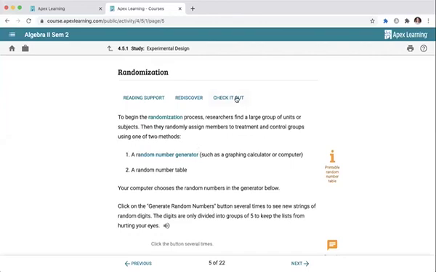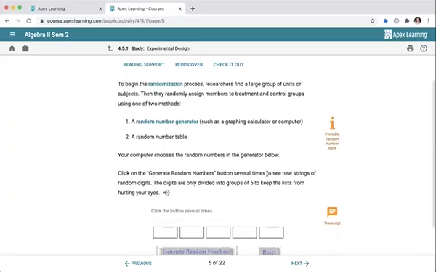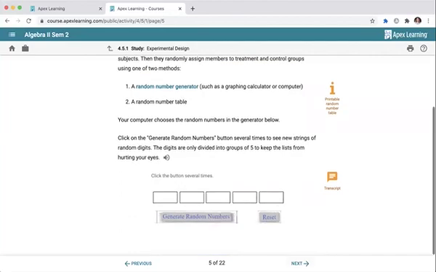And of course, you have to write it down here in order to make sure that you can decipher that code later. It's not just giving them a random number, but having that random number mean something. It can be used to tell you who's in the control and who's in the treatment group.